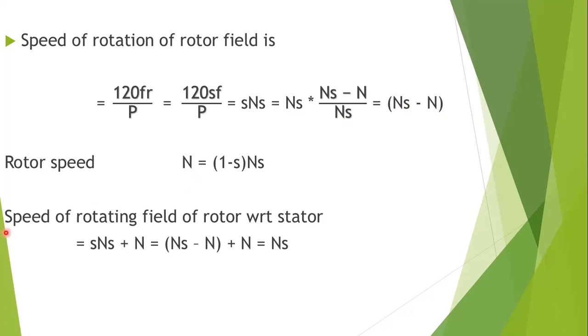So the speed of the rotating field of rotor with respect to stator I can write as S into NS plus N, right? That is equal to NS. NS is equal to S into NS plus N. So please go through them. This will be helpful in problems.